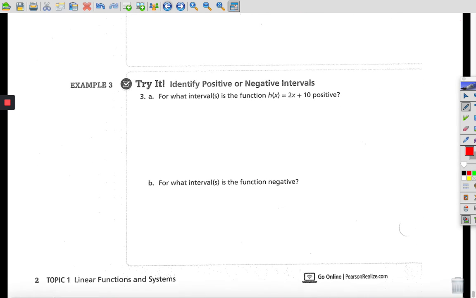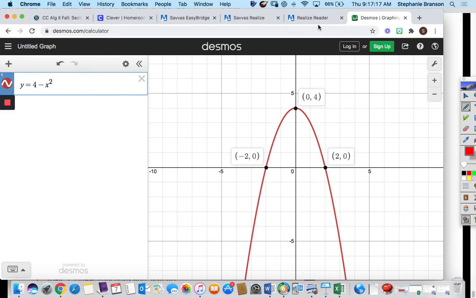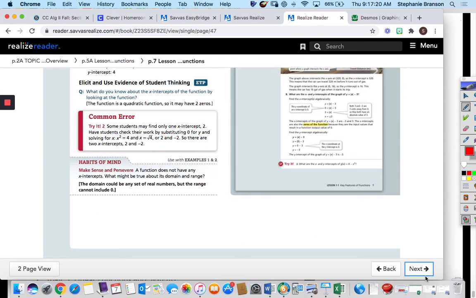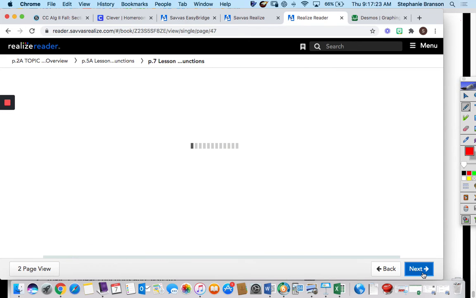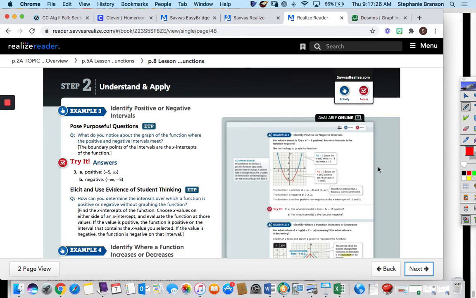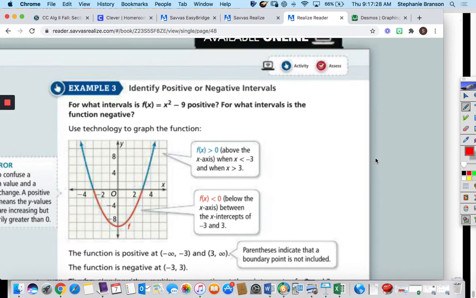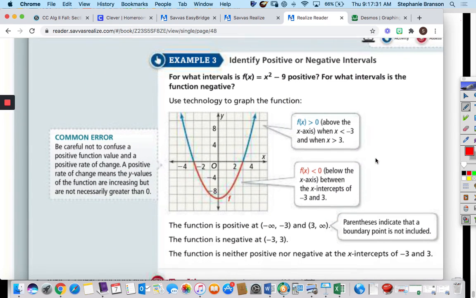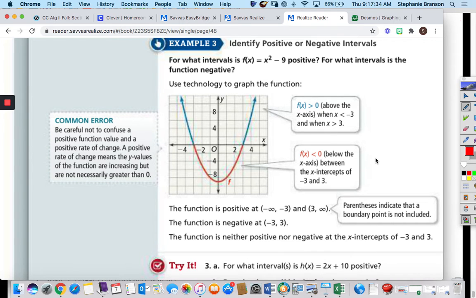All right, example 3 talks about positive and negative intervals. For what intervals is f of x equals x squared minus 9 positive? And for what intervals is the function negative? So basically, it's saying that it is positive if it is above the x-axis. That's why it's in blue. So do you see how they shaded it blue above that x-axis? Those are your positive intervals.